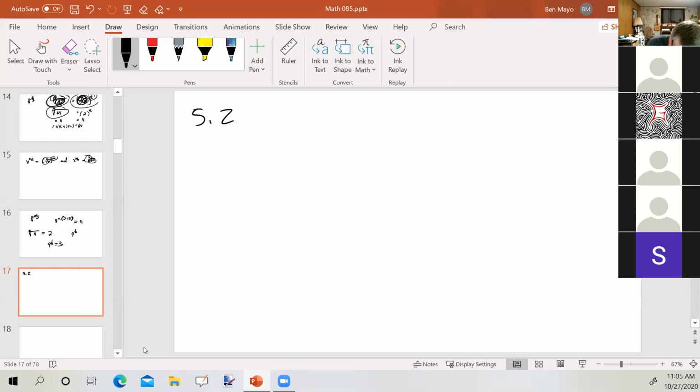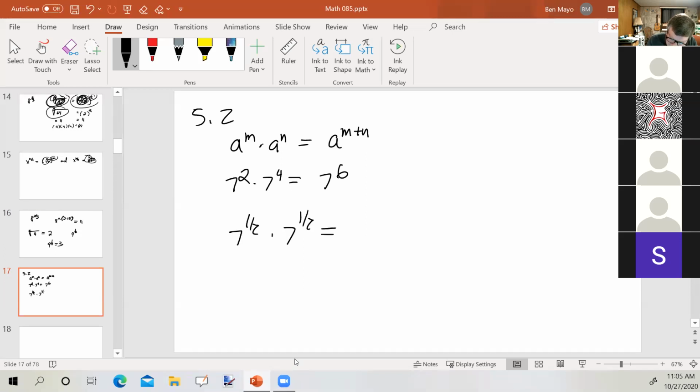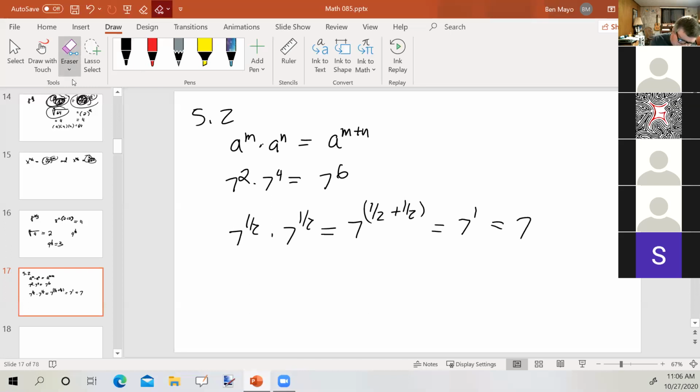All right. So one of the rules says a to the m times a to the n equals a to the m plus n. So for example, 7 squared times 7 to the 4th power is 7 to the 6th power. Are you okay with that? Now, what if I had 7 to the 1/2 power times 7 to the 1/2 power? That would be 7 to the 1/2 plus 1/2 power, which is 7 to the 1 power, or just 7. This is 2 plus 4 power, which is 7 to the 6th power. In other words, when you're multiplying two powers with the same base, you add the exponents. Are you okay with that? Any questions? All right. Another rule.